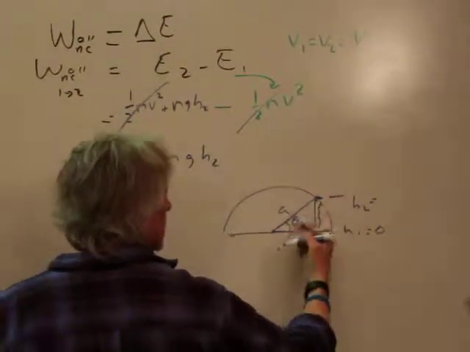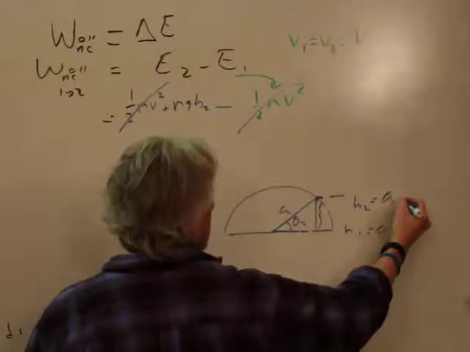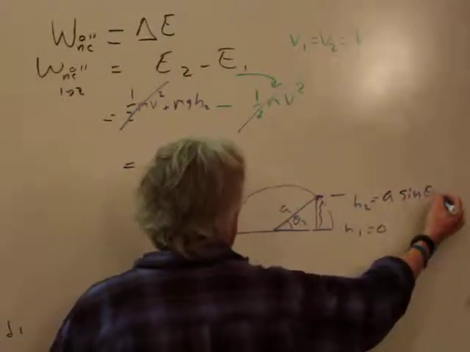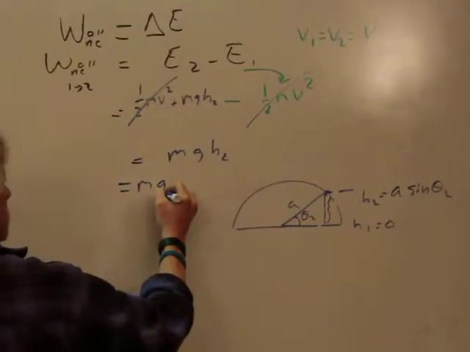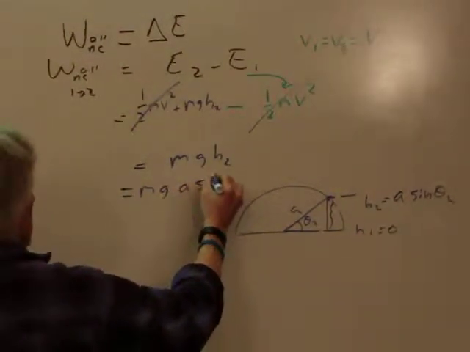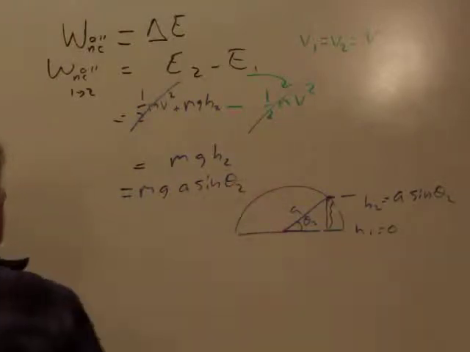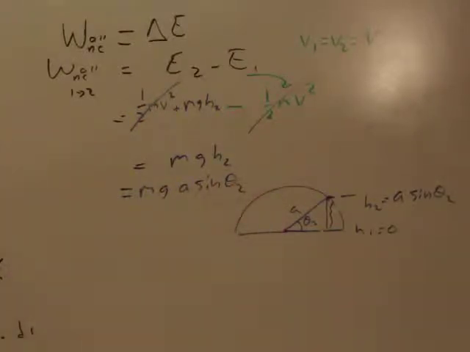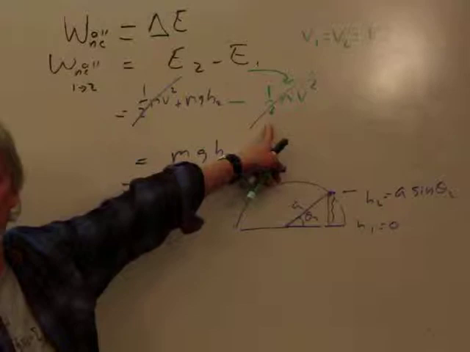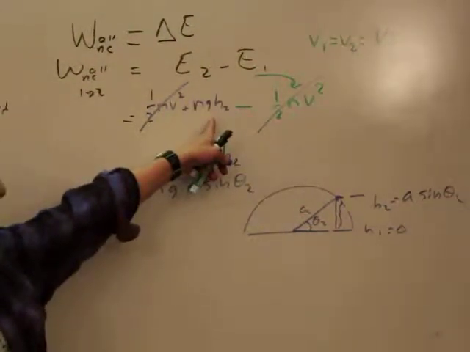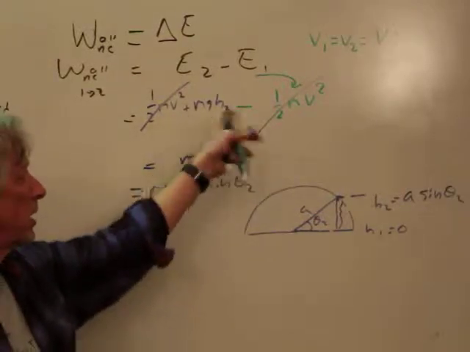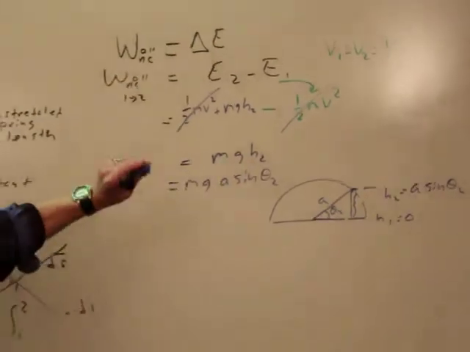This height is going to be A sine theta 2. All right, cool. So I got M, G, A sine theta 2. Did I do that right? I think I did, right? That's state 1, no height. State 2, I get higher up there. And the same speed, so no change in kinetic energy.